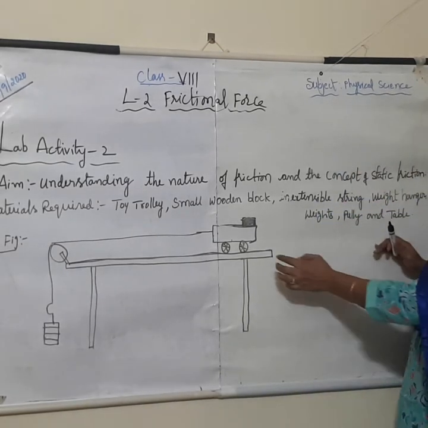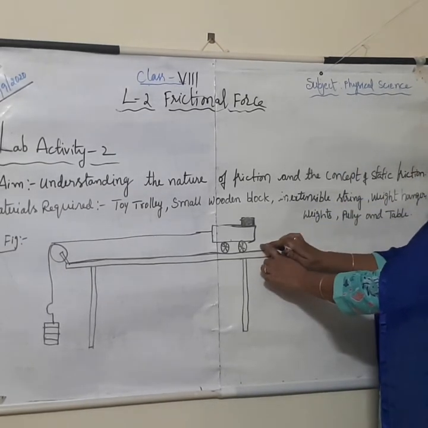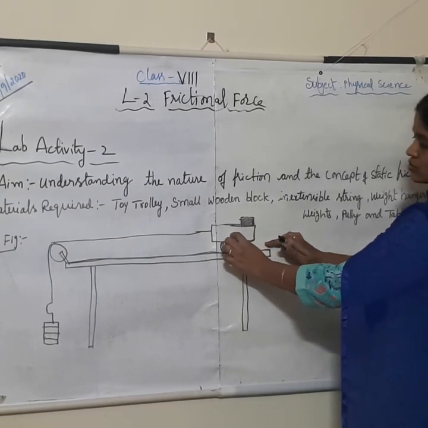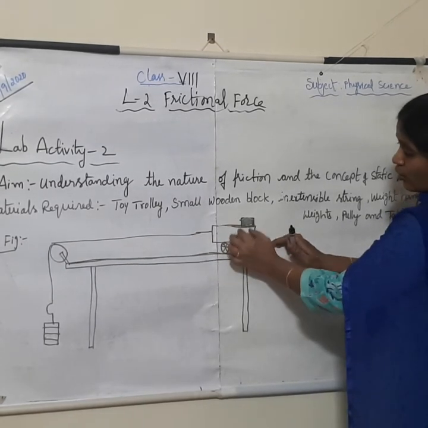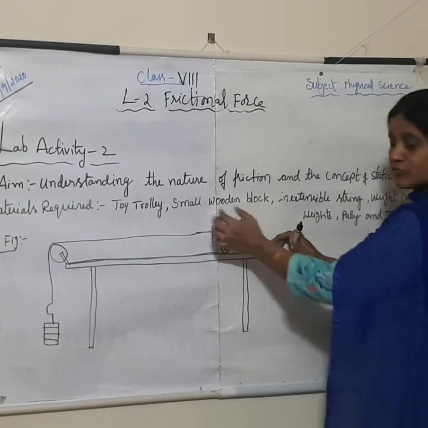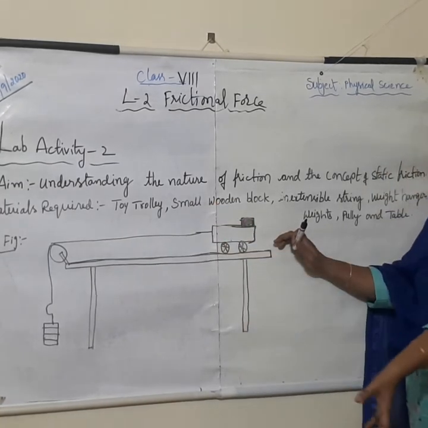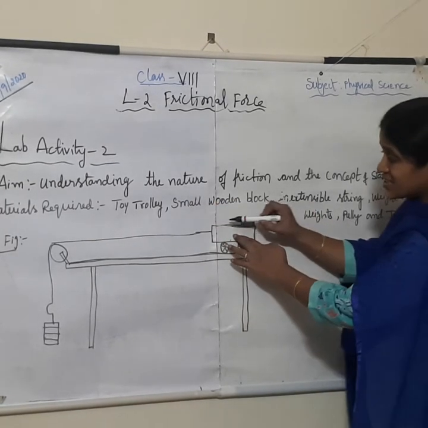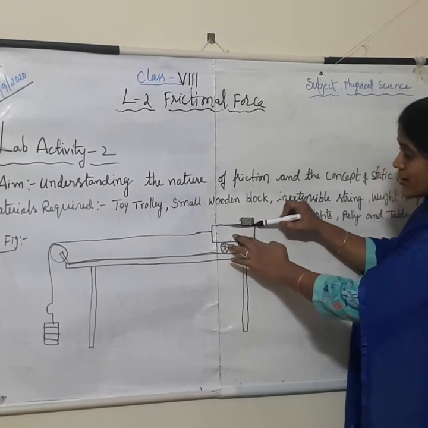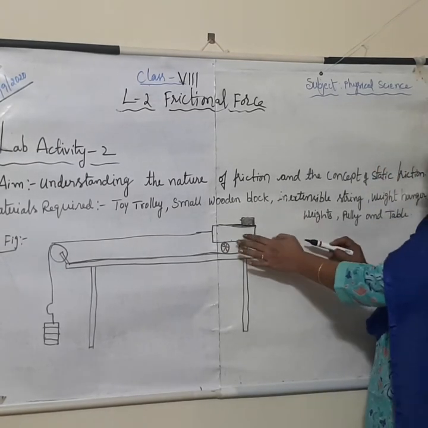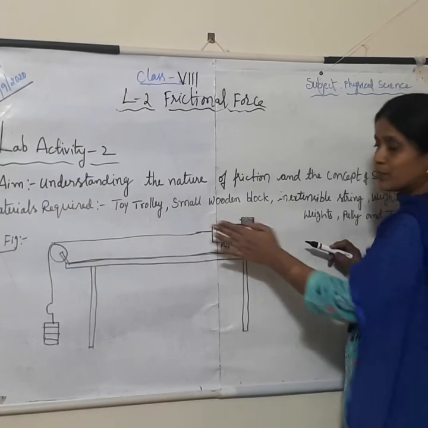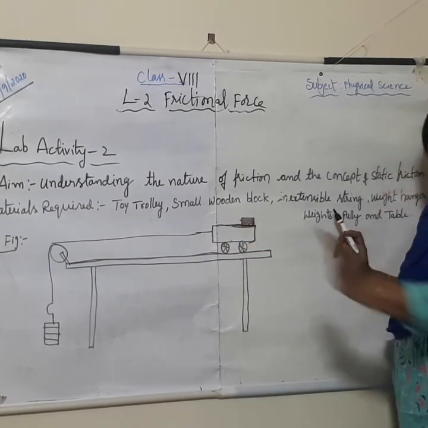See here, with respect to the surface of this table, the toy trolley is moving, and along with that the wooden block is also moving. But with respect to the surface of this toy trolley, what happens? This trolley is moving, but the wooden block is not moving.